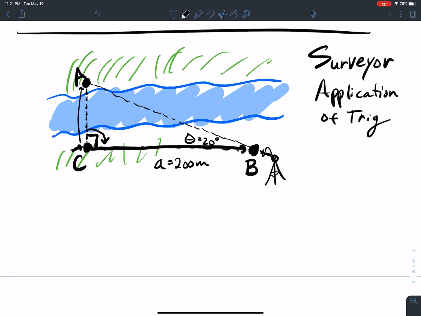Okay, so we step off 200 meters. And then at B, we transit to the angle of measure that gets us back over to this point here. And it turns out that angle that gets us back over is 20 degrees. So we're going to use this information to figure out this distance x across the river, okay?